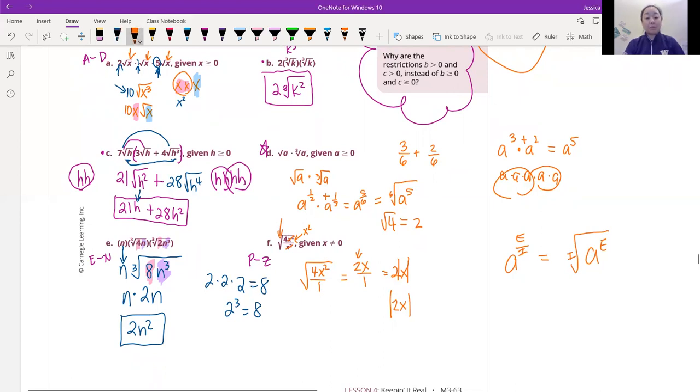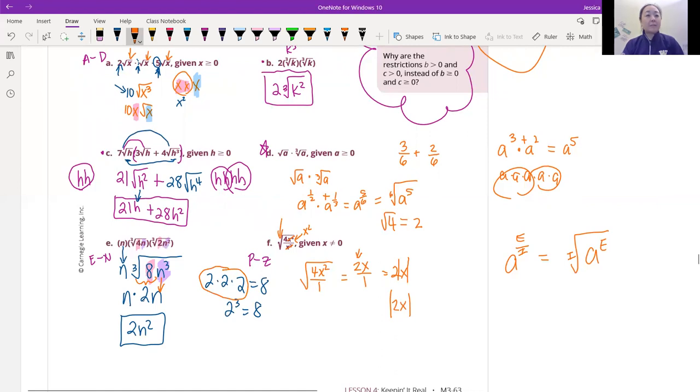8 we know is 2 times 2 times 2, right? 2, 4, 8. 2 times 2 times 2. So that is my group of 3, right? So we know that this right here is just 2. And then my n cubed, I just get that one group because the cube and the cube root cancel out. All I have left is the n, right?